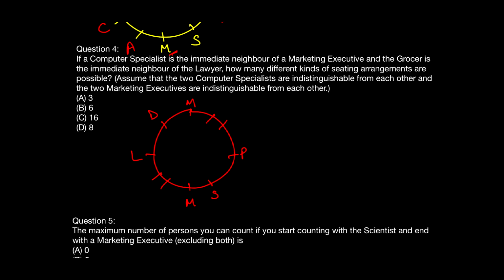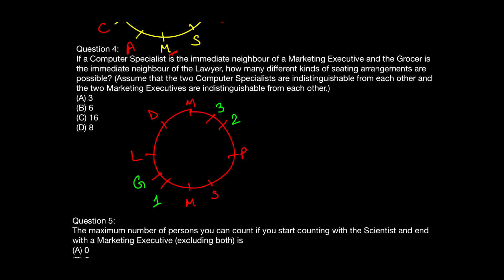Yeah, so over here this is the basic diagram, and in this basic diagram they are saying if a computer specialist is the immediate neighbor of a marketing executive and the grocer is the immediate neighbor of the lawyer, that means grocer is here and M can be in any of the places. Like computer specialist can be in place number 1, place number 2, or place number 3. And same for the other person also, that is the accountant.